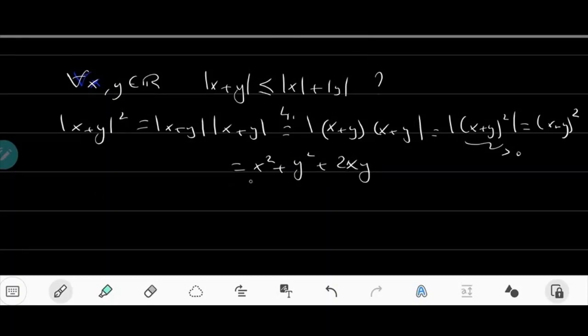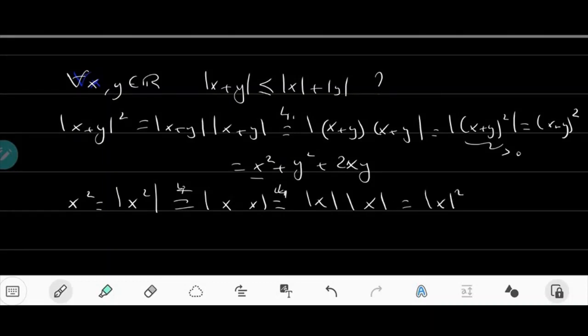Now, the x squared in here is equal to the absolute value of x squared, of course, because it's positive. And then, due to property number 4 as well, it's equal to x times x, which is equal to the absolute value of x times the absolute value of x. And this is property number 4 in here, in fact. Which is equal to the absolute value of x, squared. And also the absolute value of y squared is equal to y squared as well, with the same procedure. And these are the two first terms.